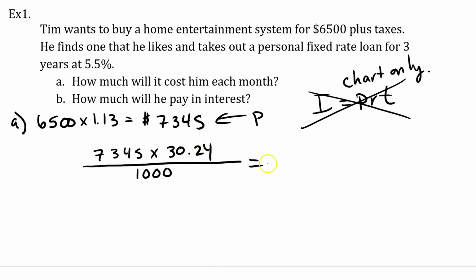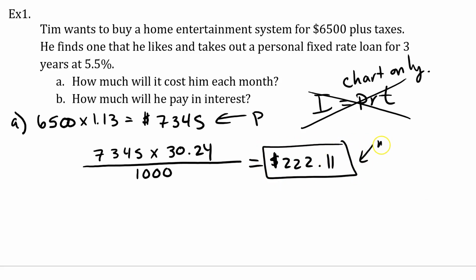And when I multiply that out on my calculator, so literally I put in 7345 times 30.24 and divided by 1,000, I get 222.11. This right here is my monthly payment. And that's my answer for A.